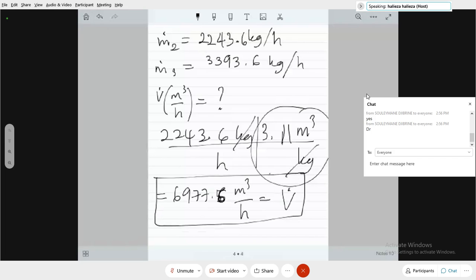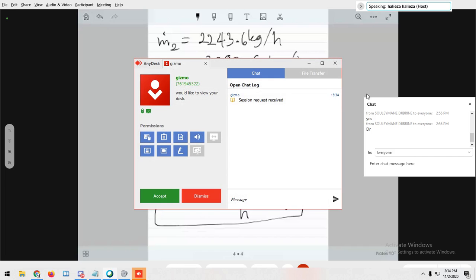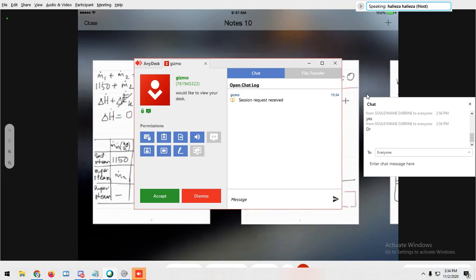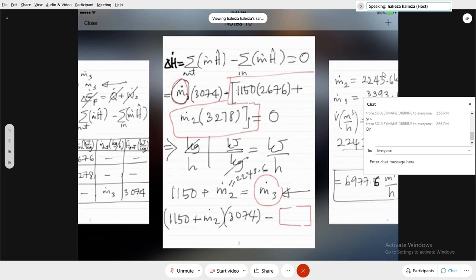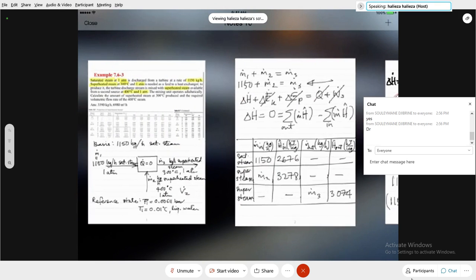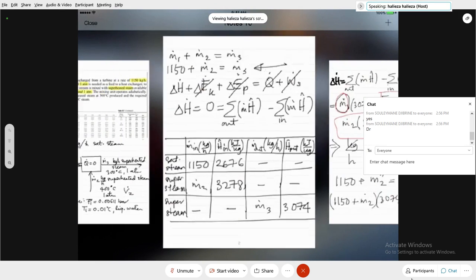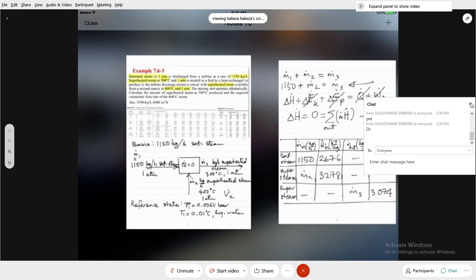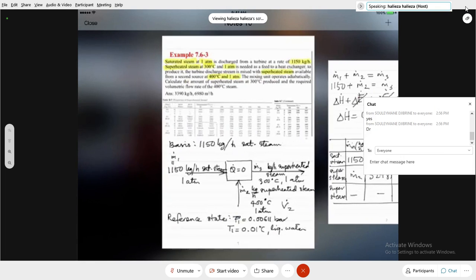So far, any questions that you need to ask? We have solved this problem simultaneously because there are two unknowns. You cannot solve with the material balance alone because you have only one equation but two unknowns, so you need the energy balance to solve it. Remember, you have two inlets but only one flow rate given, so that is your basis.